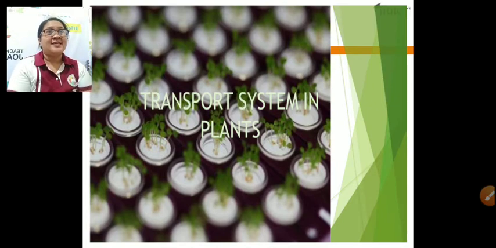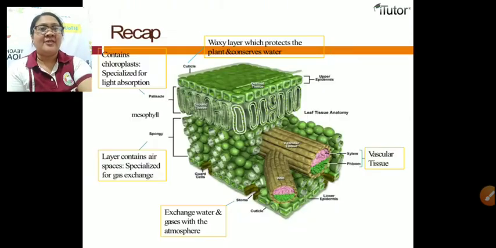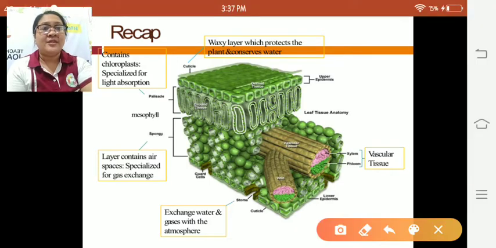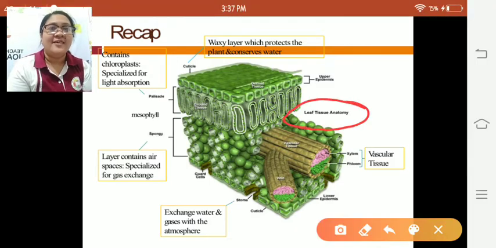This is the counterpart of the circulatory system in plants. Okay, so let's start. Before that, let's have a short recap of some of the parts of the leaf. So this is what we call the leaf. How do you pronounce it? Leaf tissue anatomy.